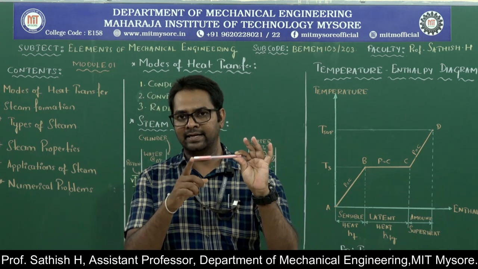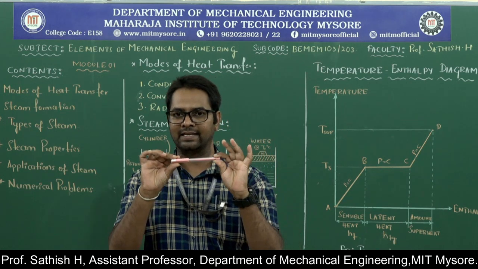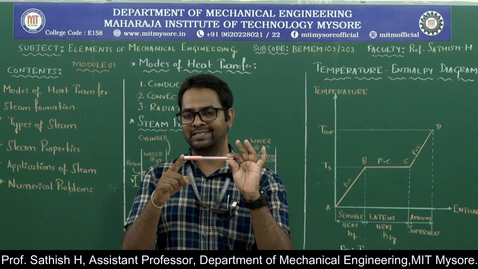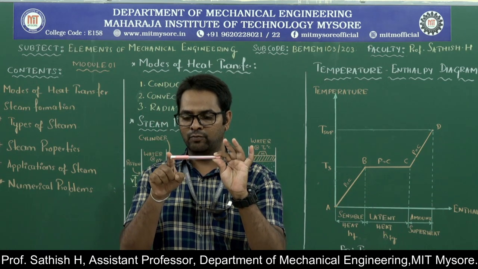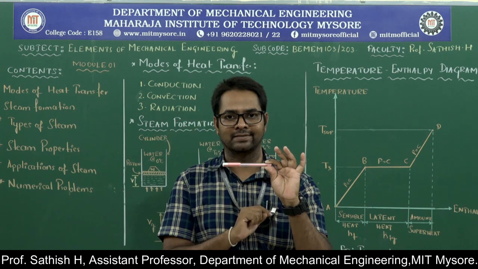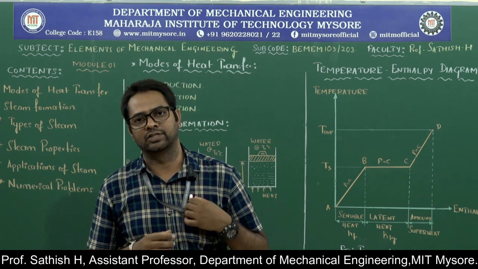You are heating this end, so the temperature of this part of the body increases, and the other end is at a lower temperature compared to this end. So the heat starts to flow from higher temperature to lower temperature, and then you start to feel the heat at the other end. So this is an example of conduction heat transfer.